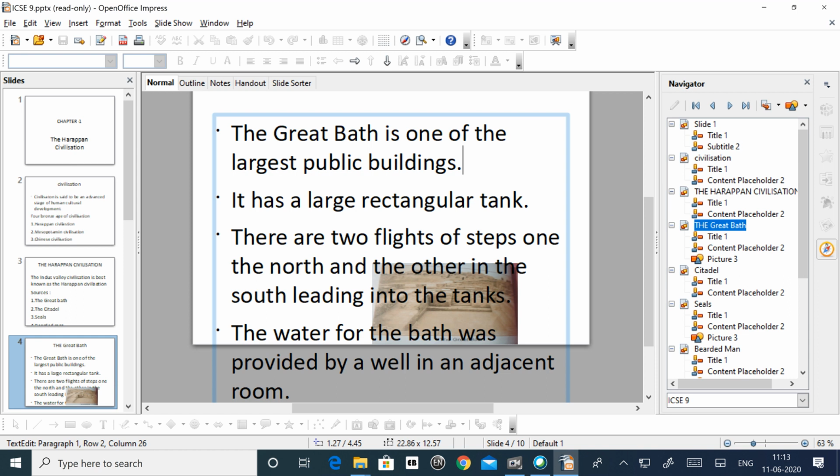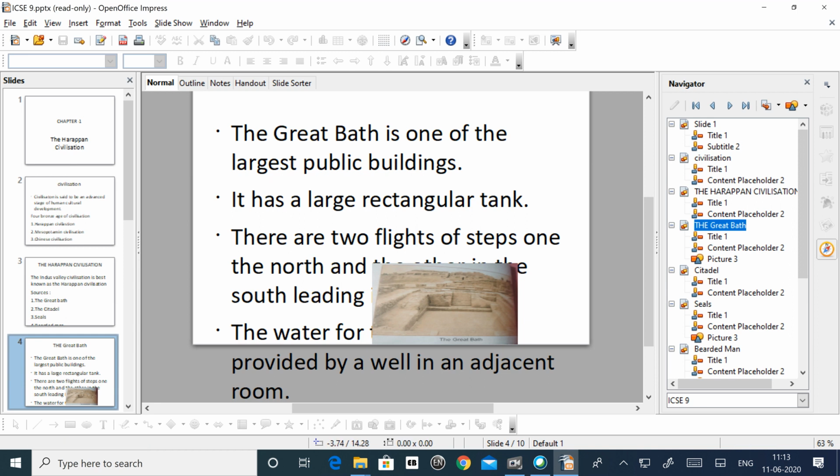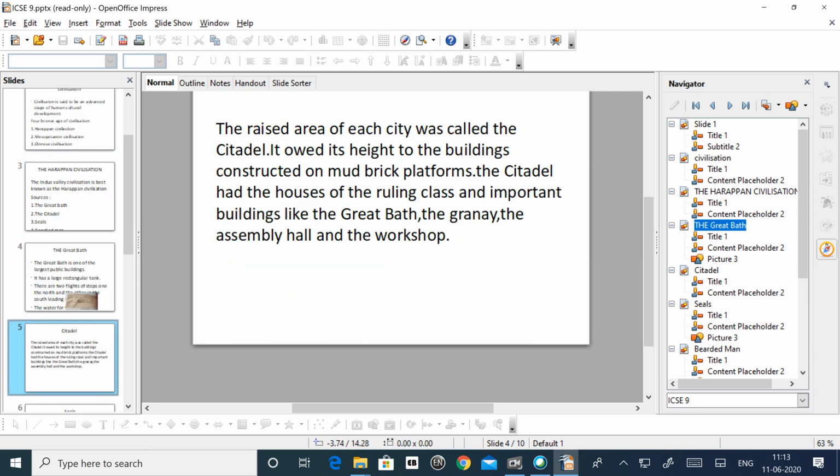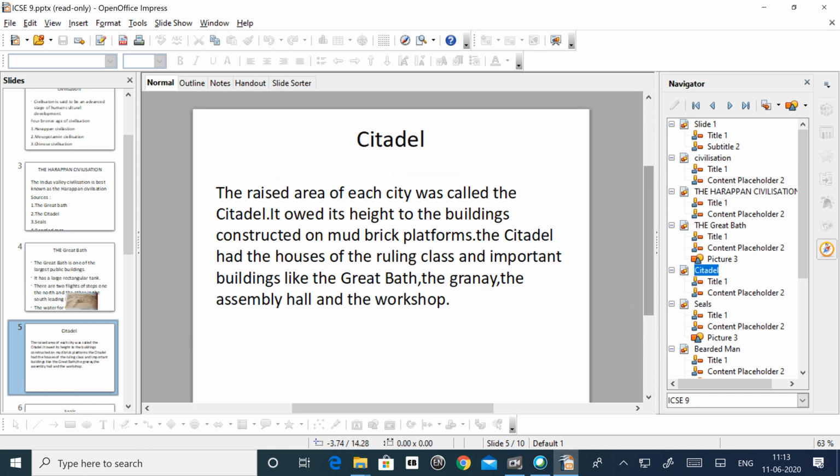Then the second important source is Citadel. What are the features of Citadel? The raised area of each city was called Citadel. It owed its height to the buildings constructed on mud brick platforms. The Citadel had the houses of the ruling class and important buildings like the Great Bath.